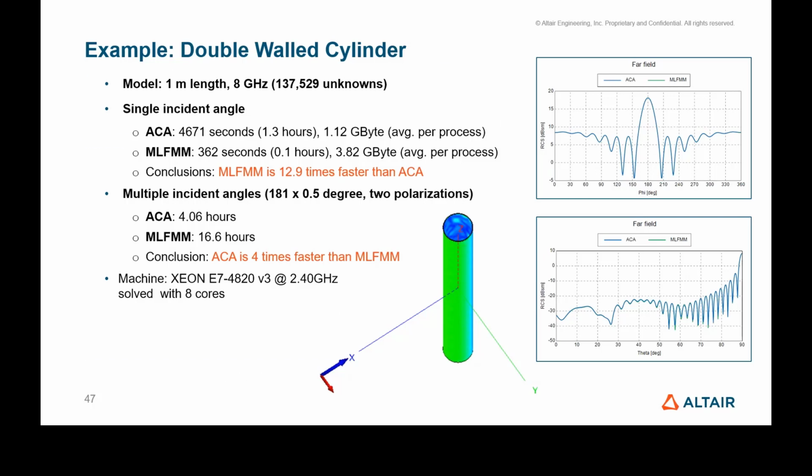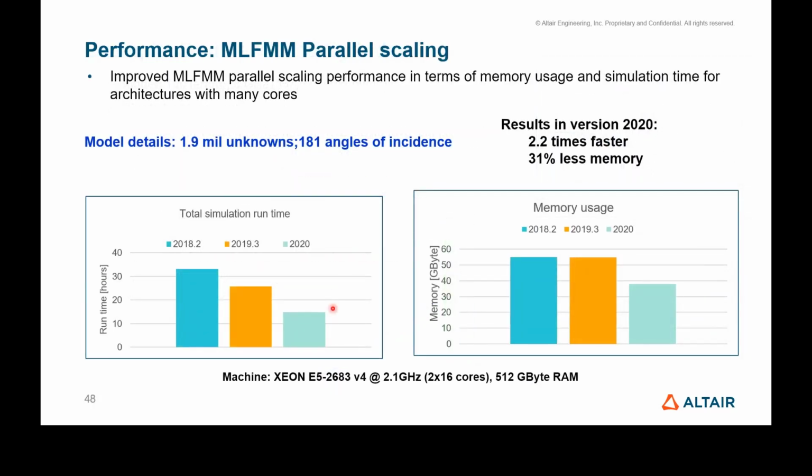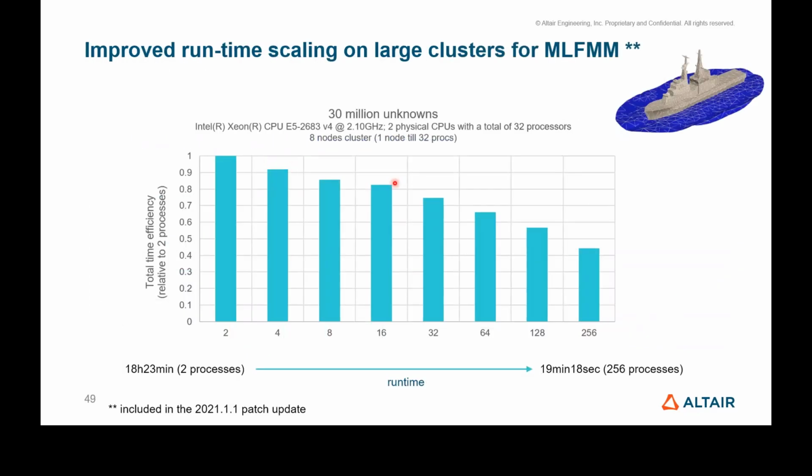And in terms of the MLFMM parallel scaling, I think you can see here from 2.18.2 to 2020, we have decreased the runtime, but we also decreased the memory usage that it takes for MLFMM calculations. Of course, we also improved the parallelization of MLFMM in a large cluster up to 200. This is, of course, showing 256 processors for this problem, going from 18 hours on 2 processors to 19 minutes. So if you have access to a bigger computer, you can definitely save time in your calculations.